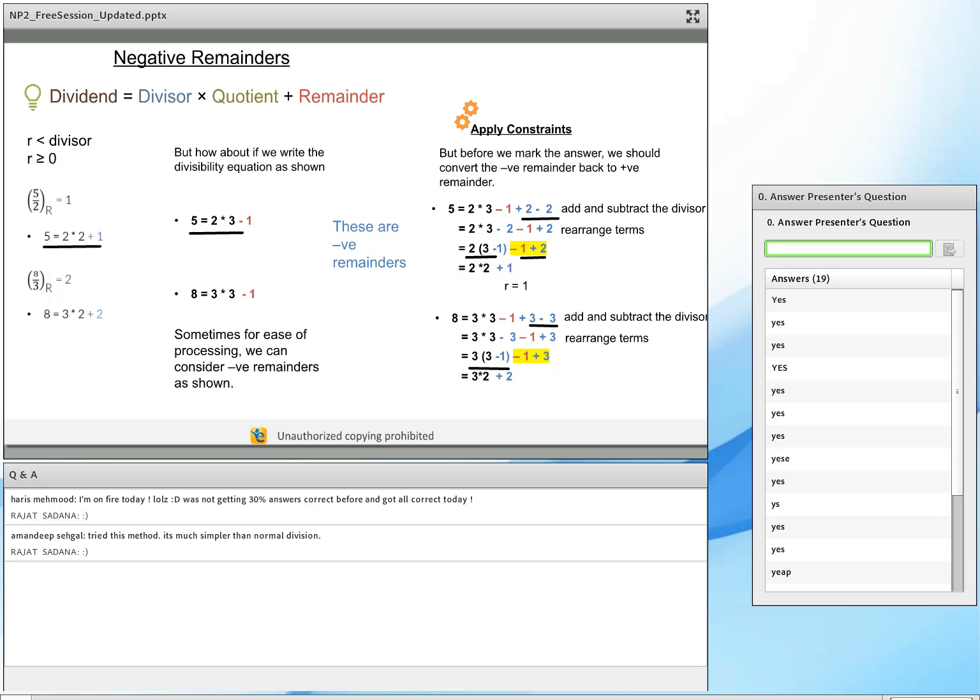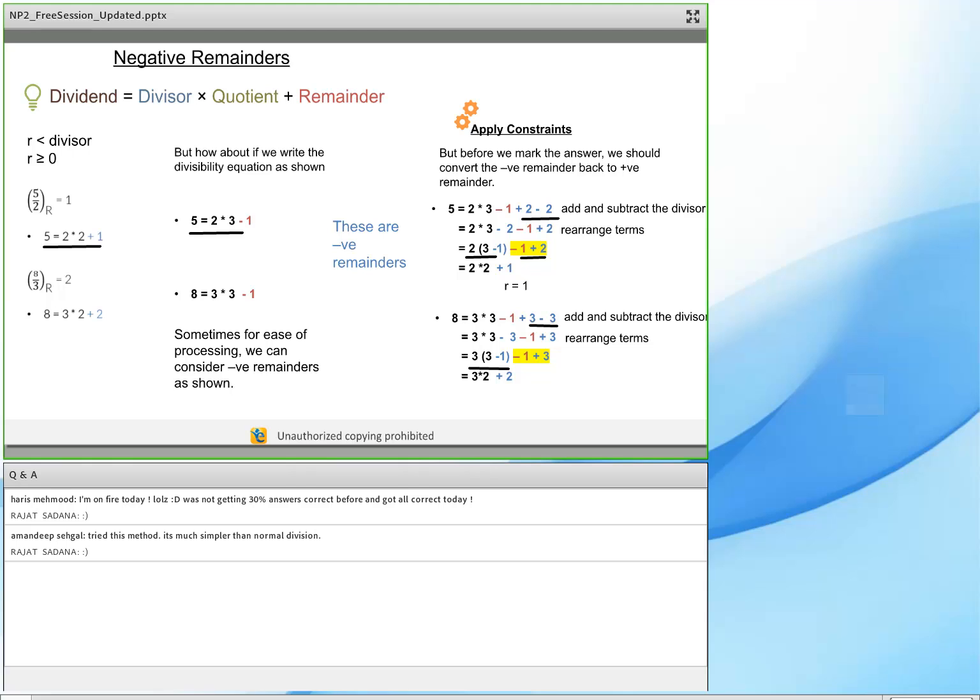Now, this may not be very apparent to you, but sometimes it's a lot more beneficial to actually express the remainder of the entire expression in the form of negative remainders. So let's see how we go about doing this. I'm going to solve a few questions using the concept of negative remainders.